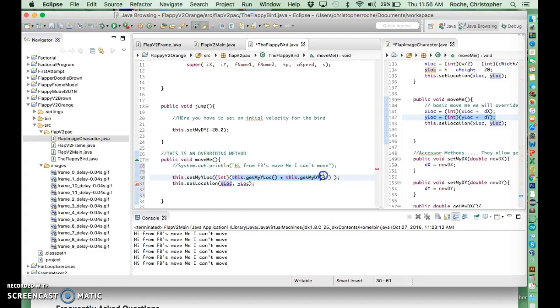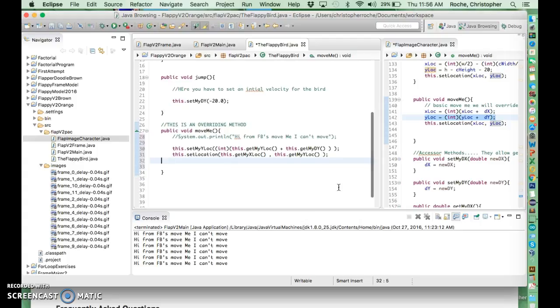Okay. So I'm going to use this and copy it. I'm going to paste it here and say get my xloc. And I'm going to paste it here and say get my yloc. Okay. And there it is. So what we did is we set a yloc, and what happens is when we say jump, it's going to set the dy to 20. And then it's going to go like this.